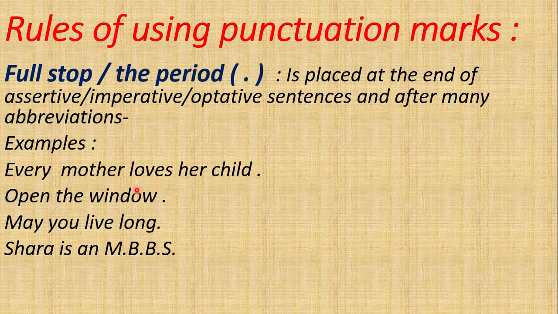Look at some examples. Every mother loves her child. Here we have used a dot. This is full stop. Open the window. Here the statement is clear and ends. Here we have used full stop. May you live long. This is the full stop. Shara is an M.B.B.S. To write the abbreviation, we have used dots, that is full stop, full stop, full stop, full stop. Understand?